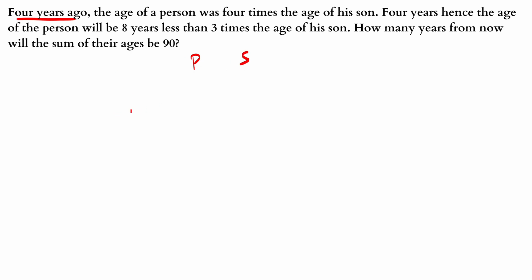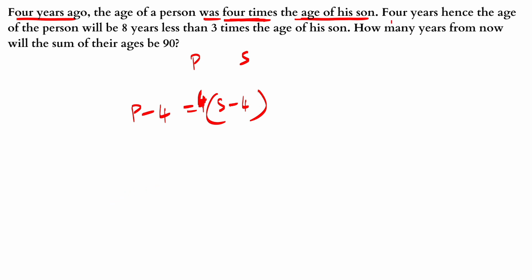4 years ago, P minus 4 was 4 times the age of his son. 4 years ago, what can be the age of his son? S minus 4. But here, 4 times the age of his son, so 4 times (S minus 4).